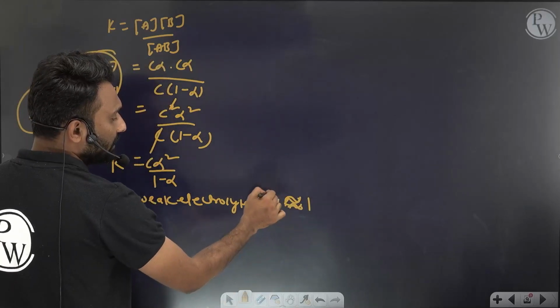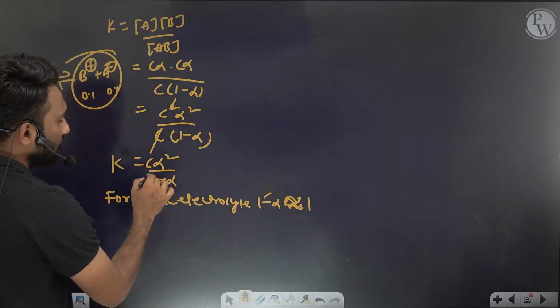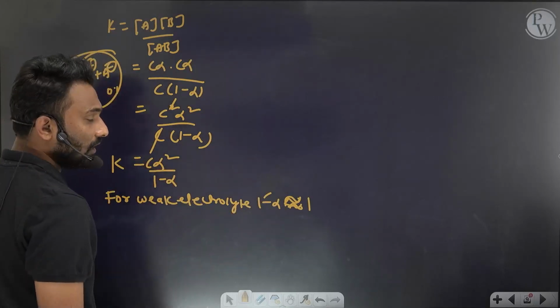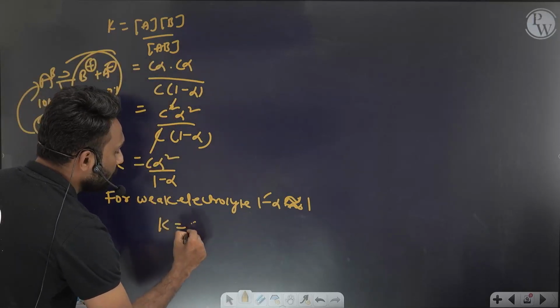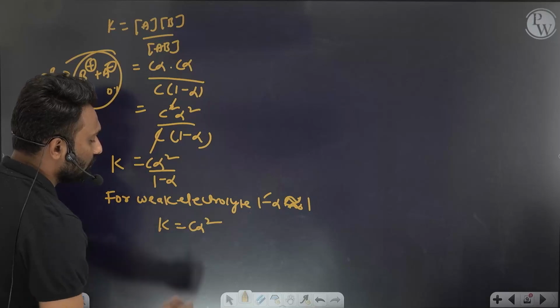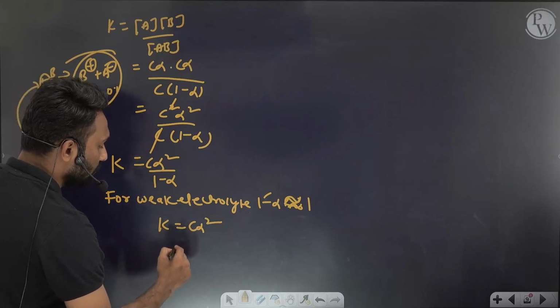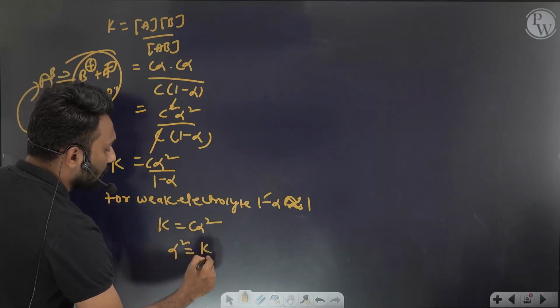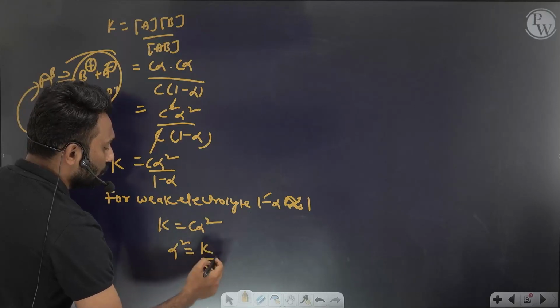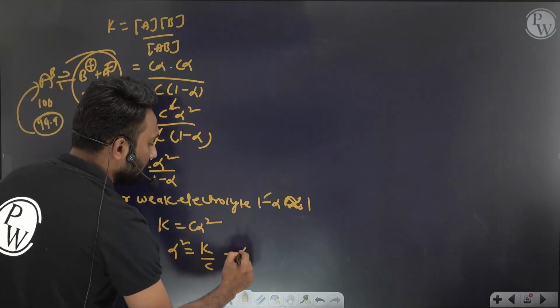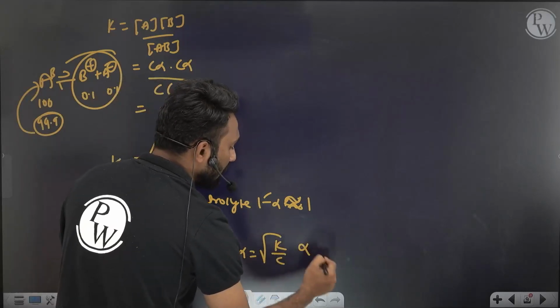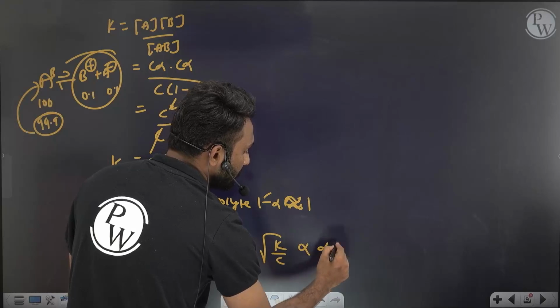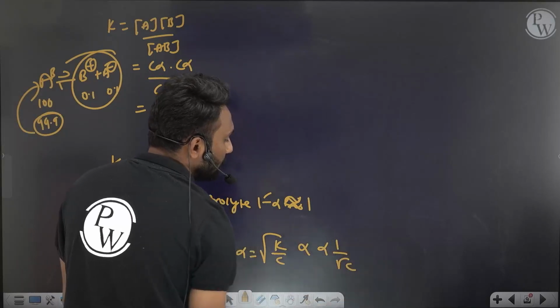Now when we make the alpha value negligible, what happens? C alpha square by 1, which means K is equal to C alpha square. If you bring C to the left hand side, alpha square is equal to K by C. If you bring the square to the right hand side, alpha is equal to under root K by C. Now look here, alpha is inversely proportional to root C.